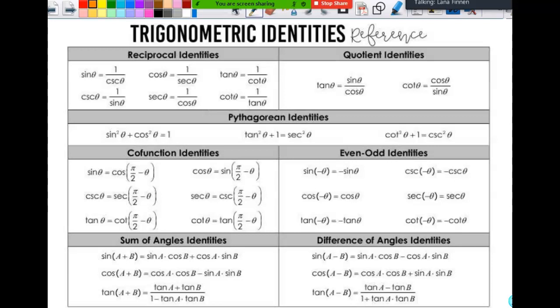Do you have to memorize all of these? No, you do not. But you have to be able to use this sheet. I mean, just because you have a chart doesn't mean you know how to find the stuff or that you know what to do with it. So make sure you're familiar with this.